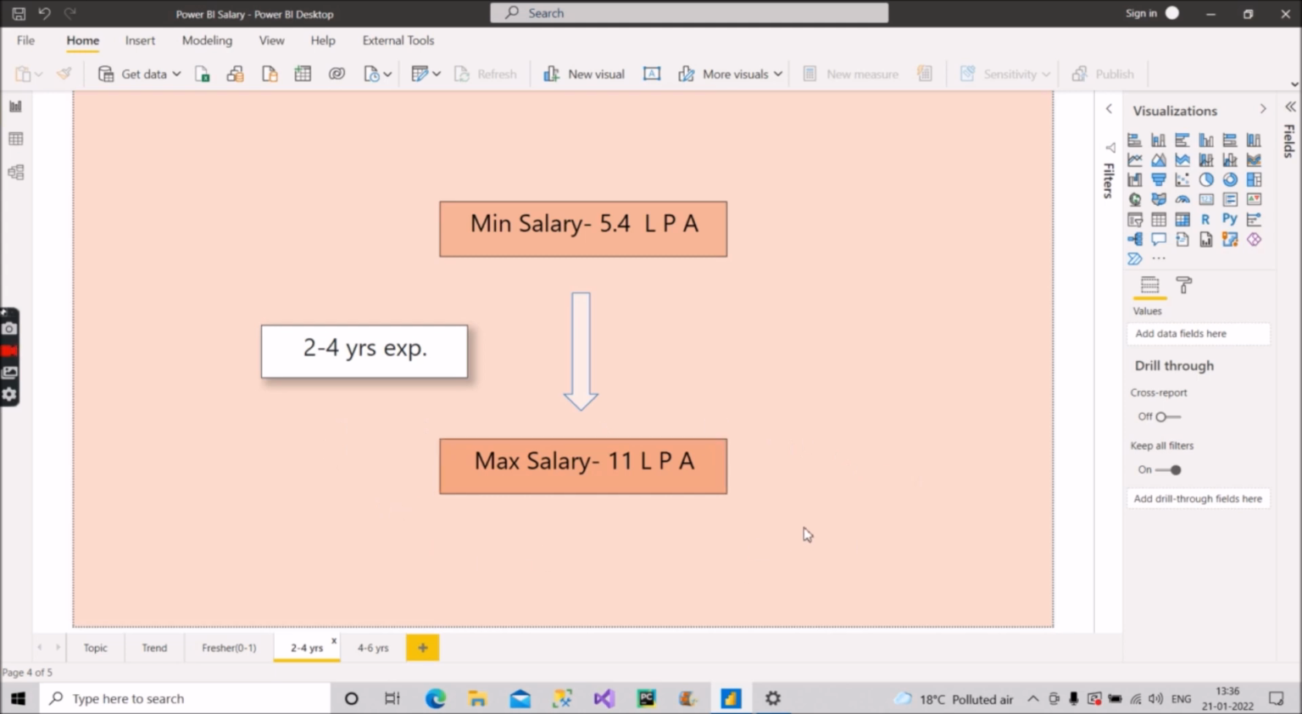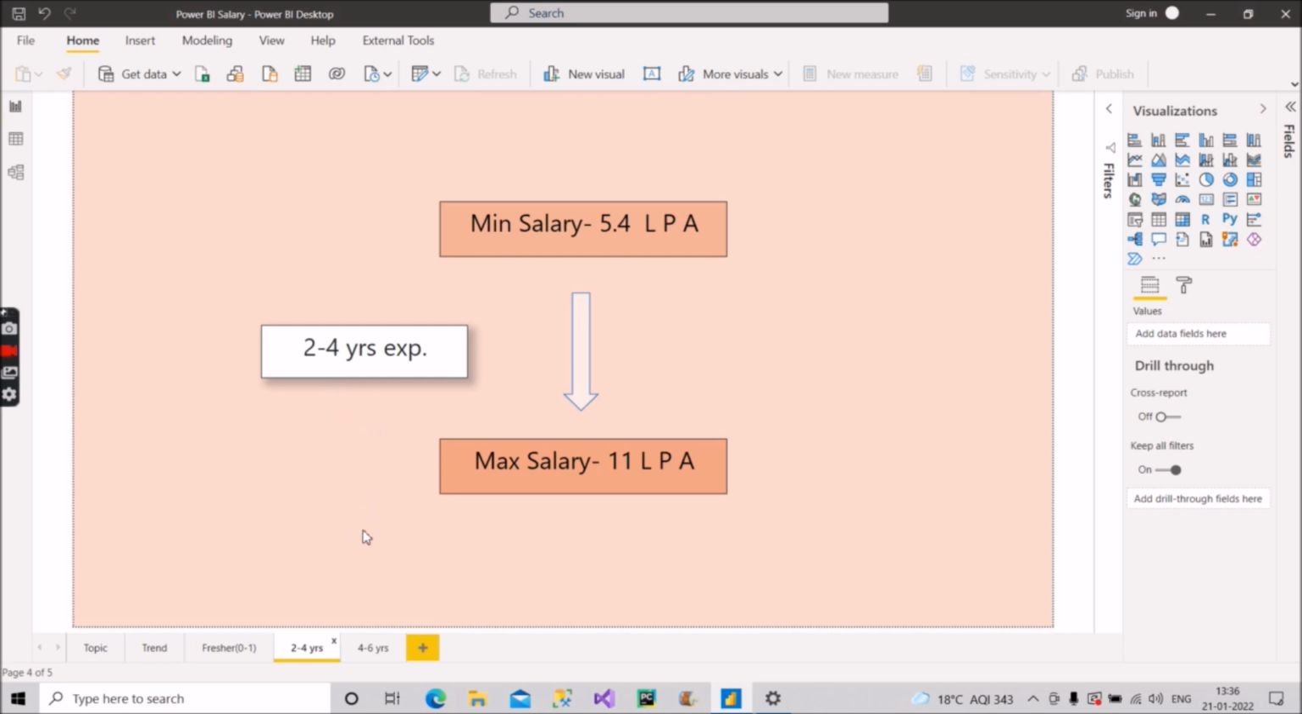Which companies offer this much? Those include the big four firms and well-established analytics firms. I will not take the name of any firm, but you can get a fair idea of which companies can offer you this much in this experience range, so you can easily target them. This is what you generally get in this range; obviously, exceptions are always there. So the minimum salary is 5.4 LPA and the maximum is 11 LPA.